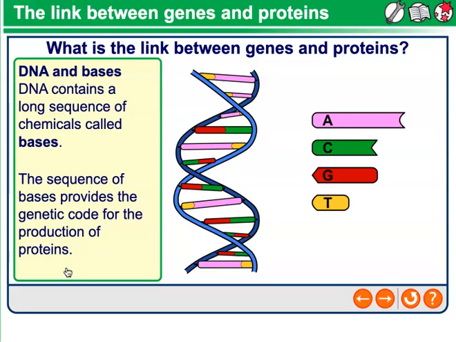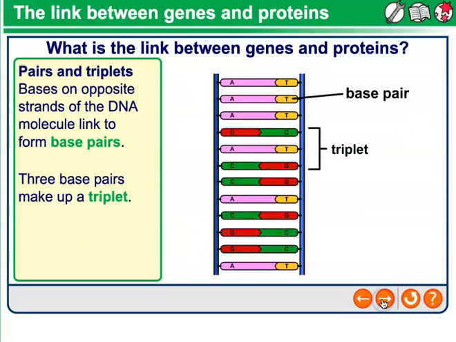DNA and the bases. DNA contains a long sequence of chemicals called bases. The sequence of bases provides the genetic code for the production of proteins. Pairs and triplets. Bases on opposite strands of the DNA molecule link to form base pairs. 3 base pairs make up a triplet.